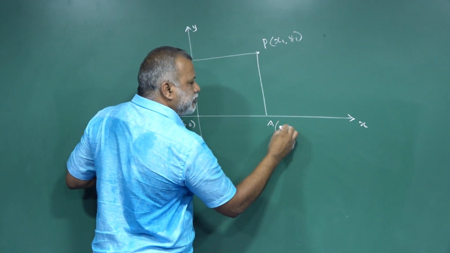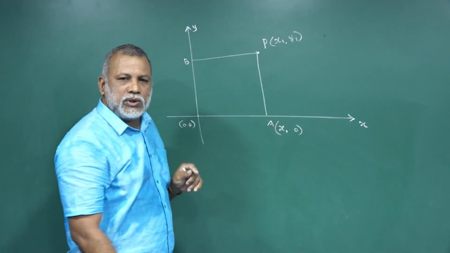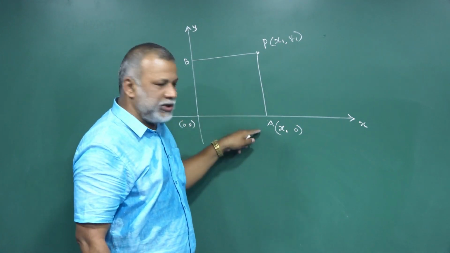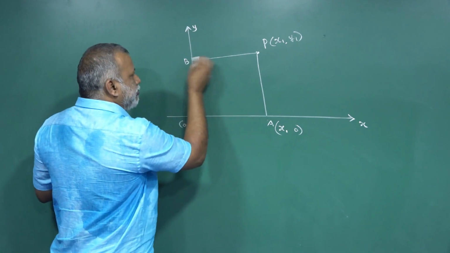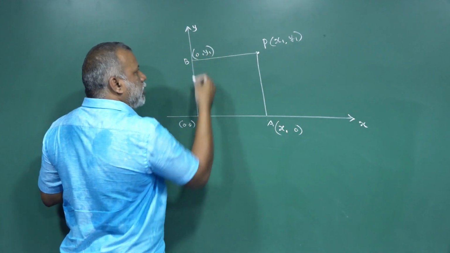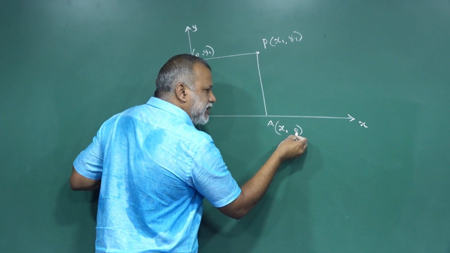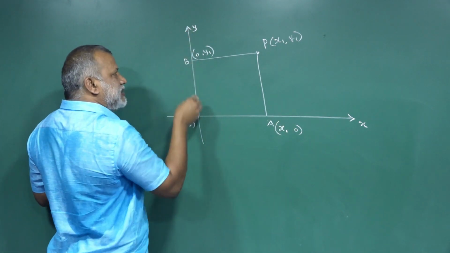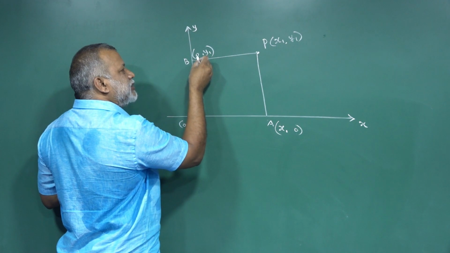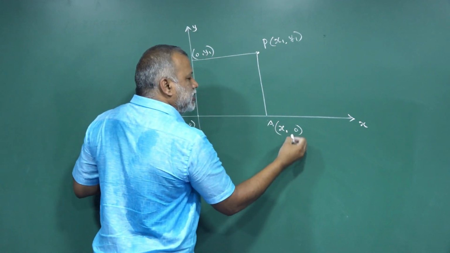Automatically, A must be (x1, 0) only, because it is a perpendicular line. In the same way, B must be (0, y1), because for any point that lies on the x-axis, the value of y must be 0, and for any point that lies on the y-axis, the value of x must be 0. Therefore, it is (0, y1) and (x1, 0).